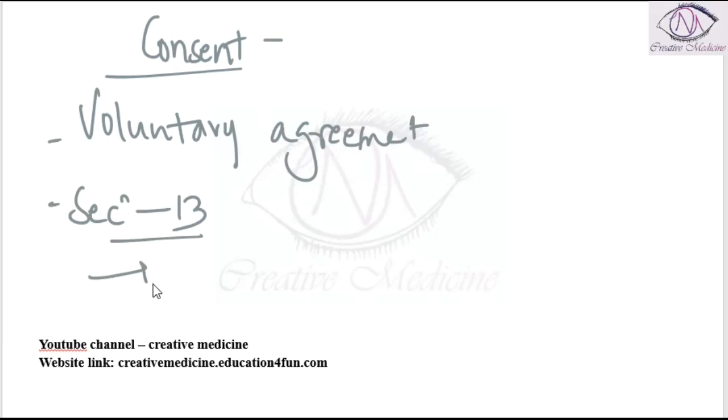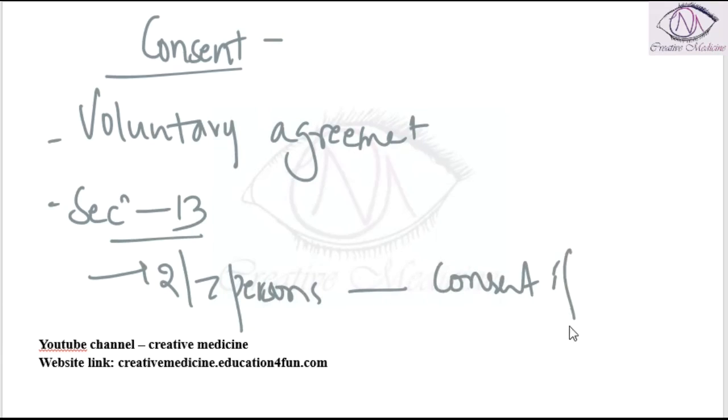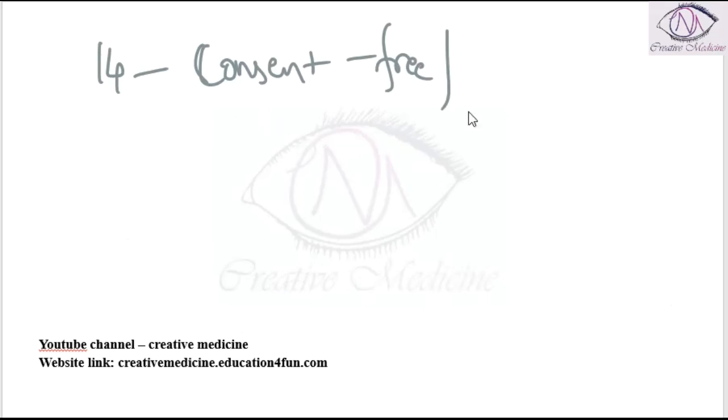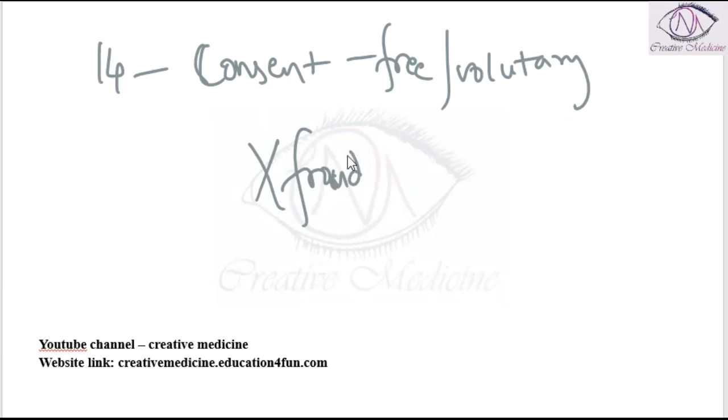Two or more persons are said to be in consent when they agree upon the same thing in the same manner. Section 14 of the Indian Contract Act states that consent is said to be free and voluntary when it is not obtained by fraud, undue influence, or misrepresentation. So one should give consent only with his own wish, not with others' compliance.